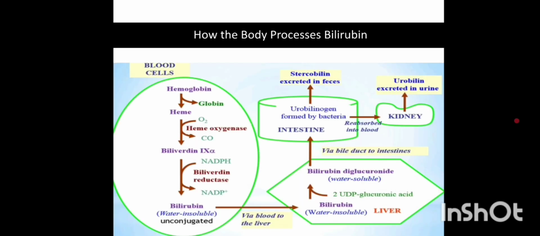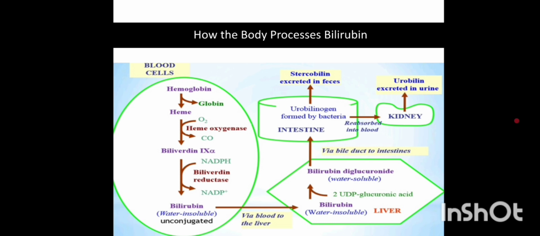Heme undergoes two key reactions. Heme oxygenase enzyme converts heme into biliverdin, a green pigment, and releases carbon monoxide. Biliverdin reductase, using NADPH, reduces biliverdin to bilirubin. Bilirubin is water insoluble, unconjugated. Think of it like oil. It can't dissolve in the blood. To travel safely to the liver, it has to ride on a protein called albumin.